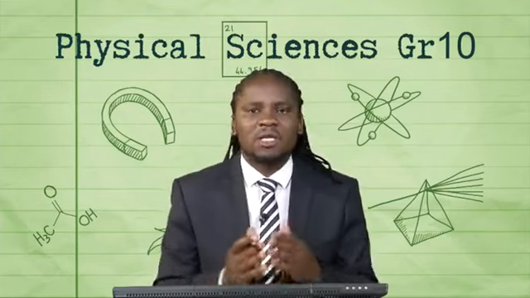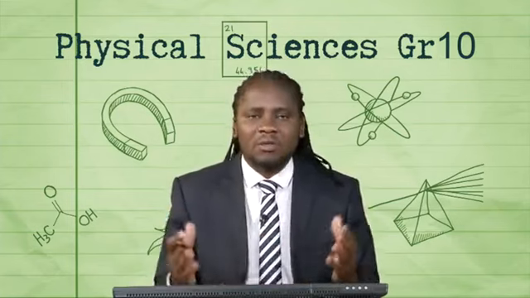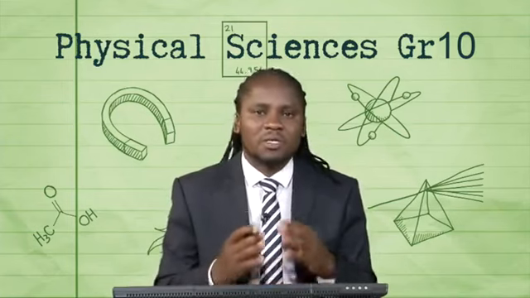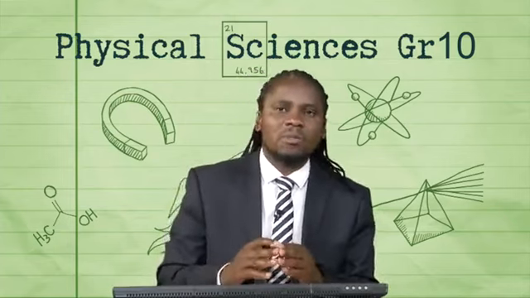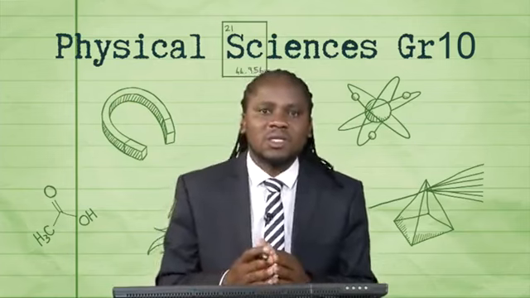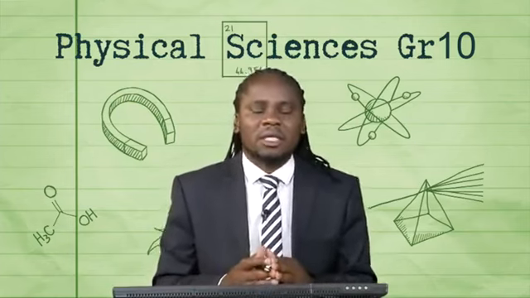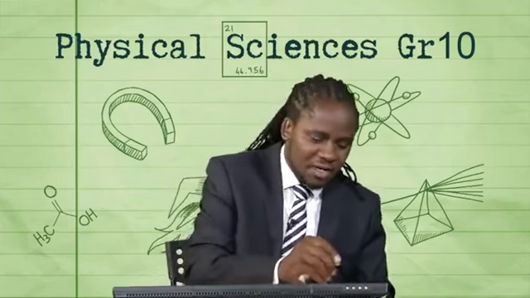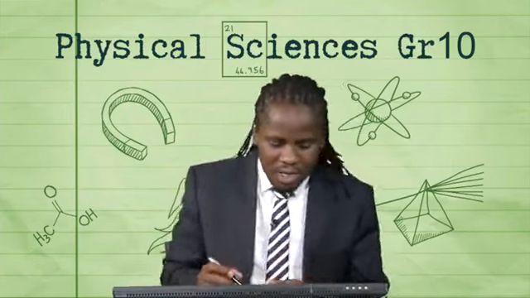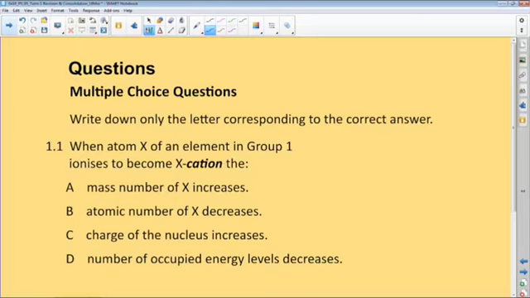Right, just to get us started, let's look at the layout of the paper. It has got two sections: the multiple choice, and also the structured questions, which is section B. Now with the multiple choice, as we shall establish looking at the very first example problem, write down only the letter corresponding to the correct answer. It's very critical to also follow instructions, because instructions are a very integral part of an exam.